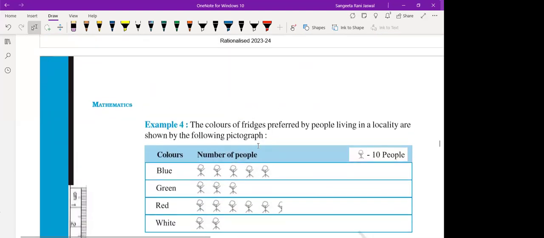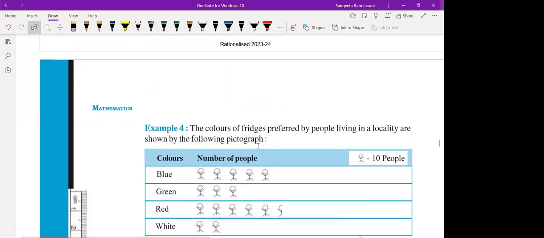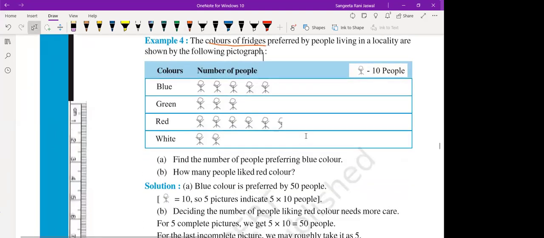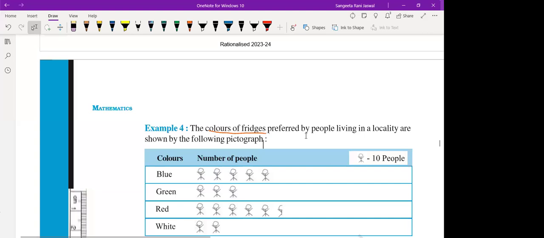Okay, let's see another example here. The colors of bridges preferred by people living in a locality are shown by the following pictographs. So the colors of bridges which are preferred by the people.